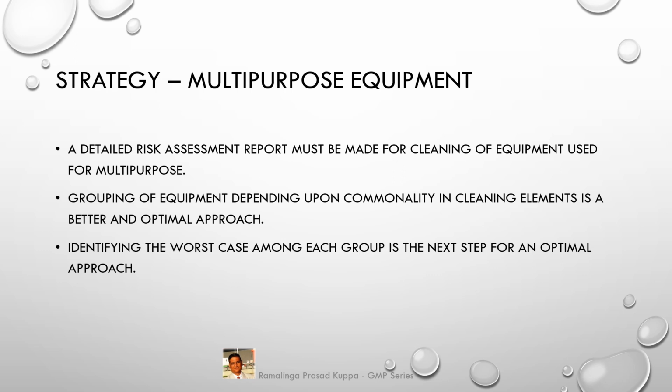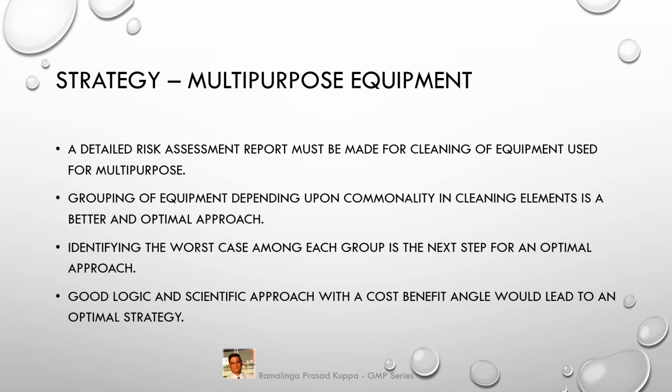Identifying the worst case among each group is the next step for an optimal approach. Among all methods, identifying the worst case is much more economical. Good logic and scientific approach with a cost benefit angle would lead to an optimal strategy. There is no hard and fast rule for these. Good scientific and logical investigations into the risk is necessary.